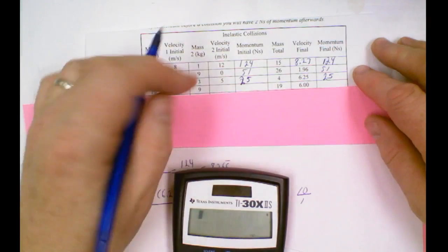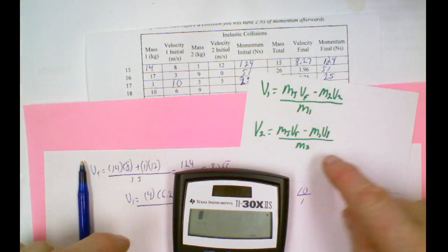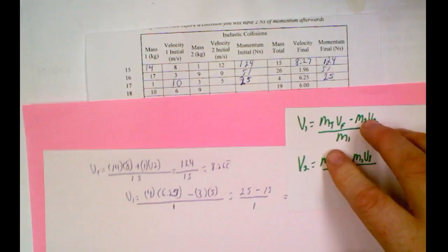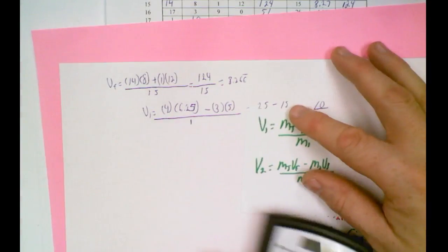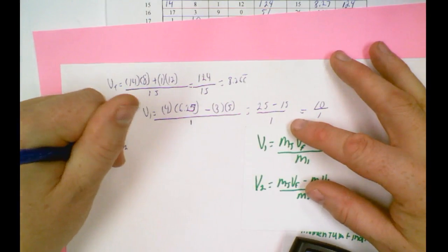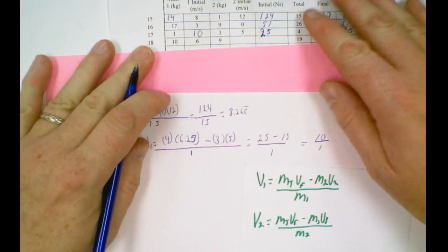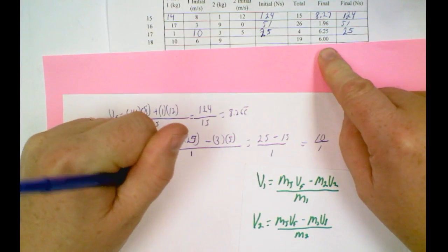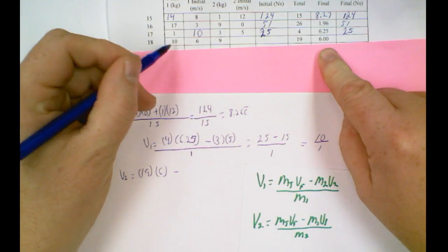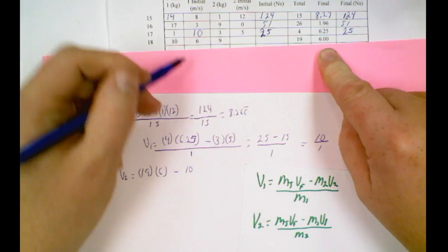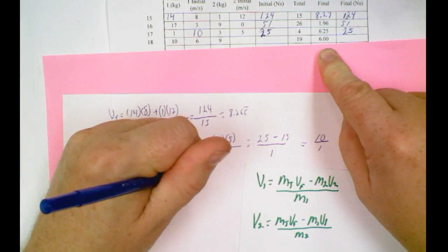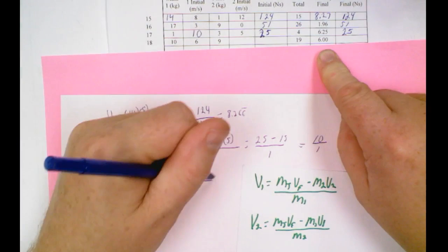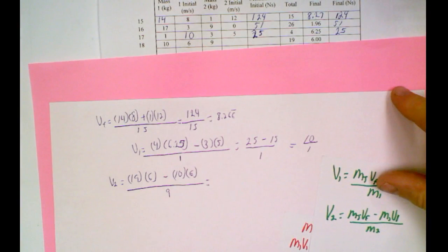Problem 18, velocity 2 initial. Once again, I look at this. I have this formula available, and I can say, okay, velocity 2 equals mass total. Well, that's 19. Velocity final is 6 minus m1, which is 10, v1 is 6, all divided by m2, which is 9. I type this out just to drag it out.